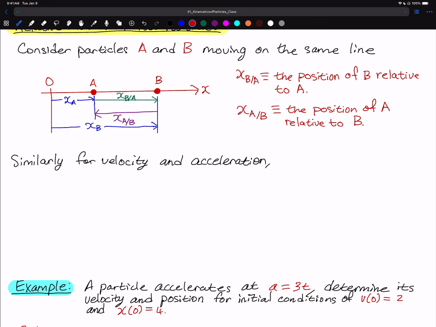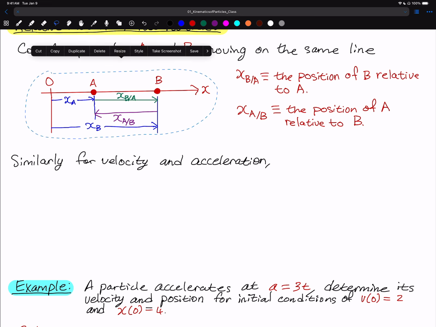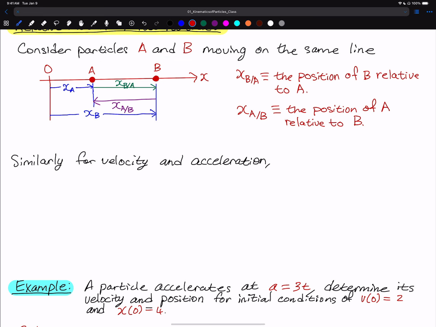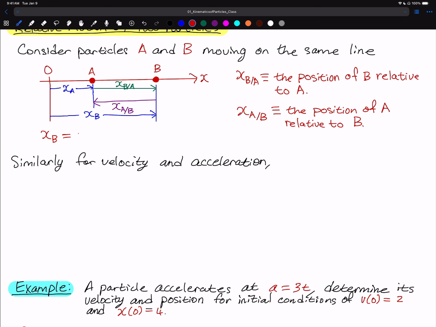What we can then say is that the position xB is going to be equal to, starting from the origin, and I'll draw with a laser here, if we start from the origin, it's going to be equal to xA plus xB/A. Or the position of A plus the position of B relative to A.